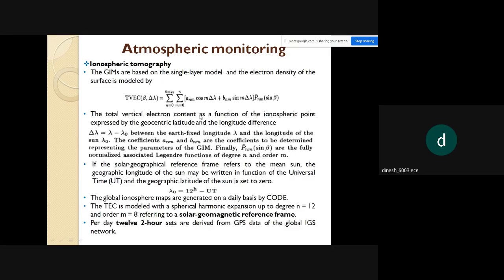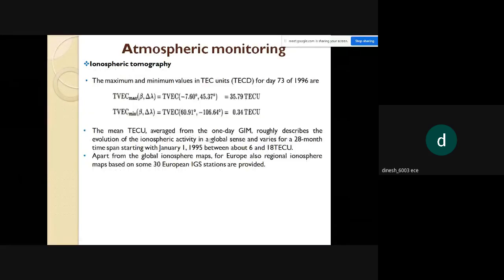So this is your latitude, comma longitude. The mean TECU average from one GIM describes the evolution of ionospheric activity in a global sense, and varies over a 28-month time span starting from 1995 January 1.